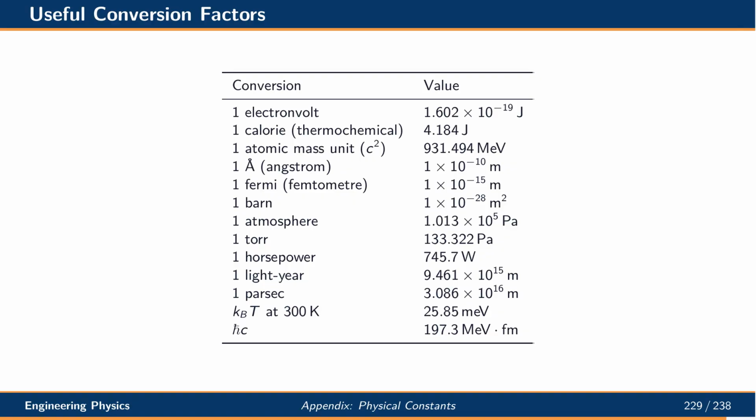This slide provides commonly used conversion factors. 1 electron volt equals 1.6 times 10 to the minus 19 joules. 1 calorie equals 4.184 joules. 1 atomic mass unit corresponds to about 931 mega electron volts of energy. An angstrom is 10 to the minus 10 meters, while a Fermi is 10 to the minus 15 meters. 1 barn is 10 to the minus 28 square meters. Atmospheric pressure, horsepower, and astronomical distances like light year and parsec are also included.